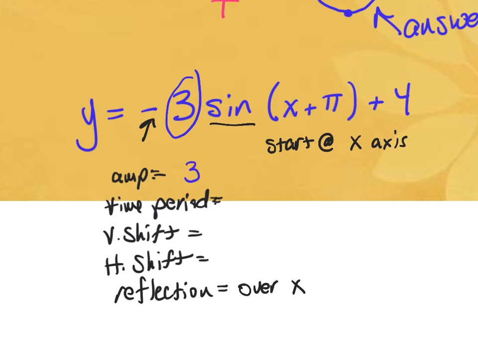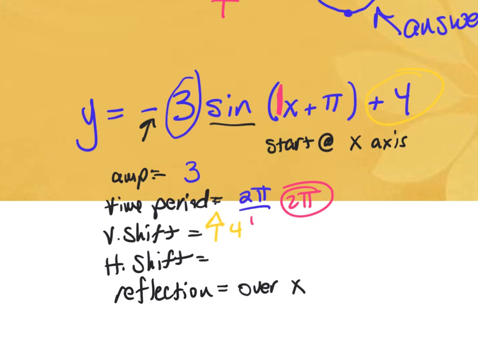Good. Time period is 2 pi divided by whatever number is in front of x. What's the time period here? The 2 pi. Yep, so it'd be 2 pi divided by 1, 2 pi. Good. Is there a vertical shift? Yes. What is it? 4. Yep, we're going to go which way 4? Up. Up 4. Just like, guys, this is just like we've done a million times.